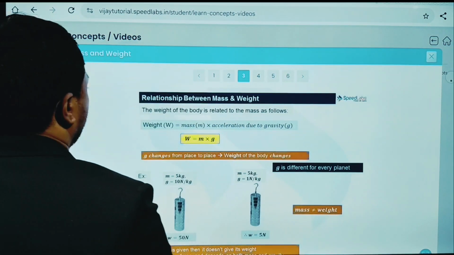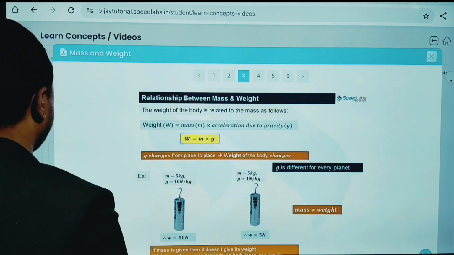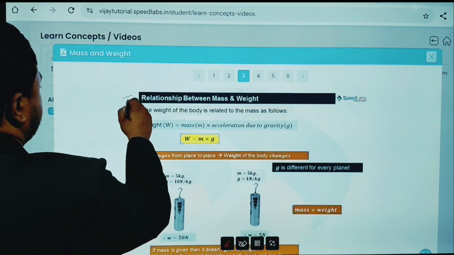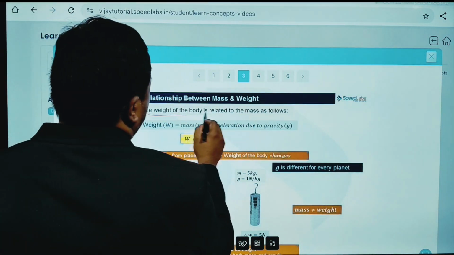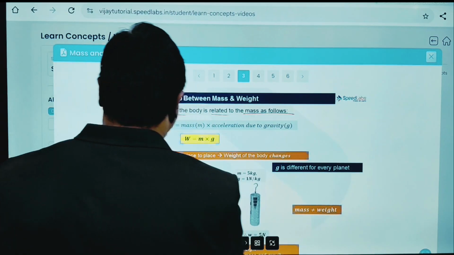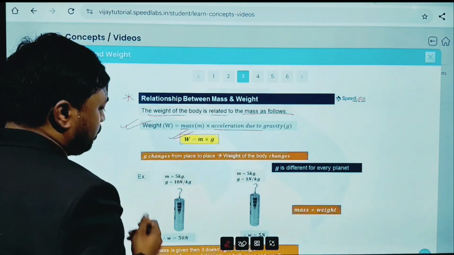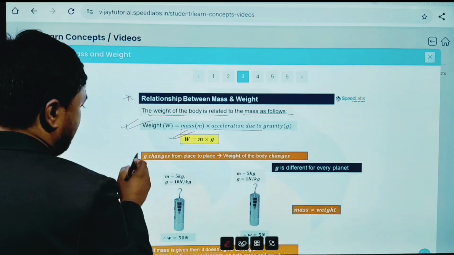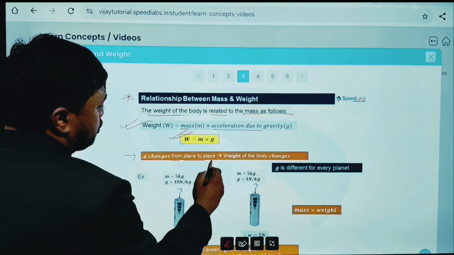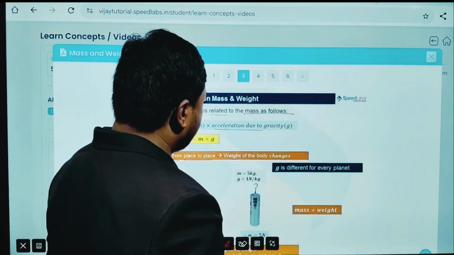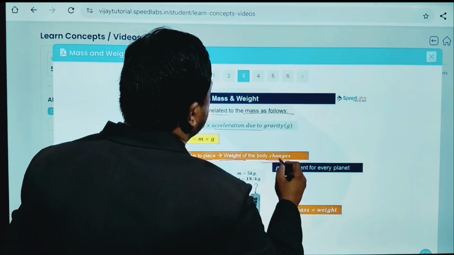Next, we talk about the relationship between mass and weight. Just now we discussed the weight of the body is related to the mass of the body like this. Weight is equal to mass into acceleration due to gravity. W is equal to M into G. So G changes from place to place. Remember one thing, so the weight of the body also changes.